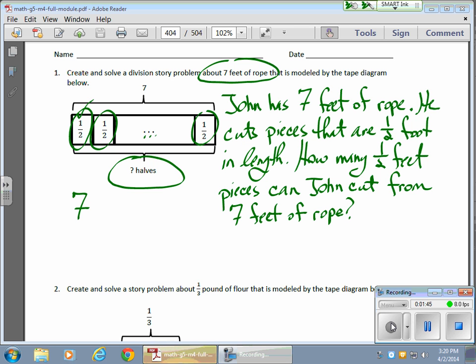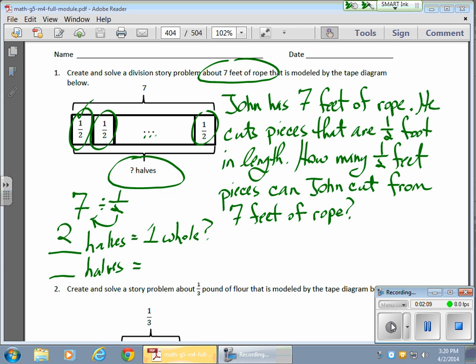Okay, and it kind of looks like this here. It takes 7, and we're dividing it by a half. So how many halves fit into 7? Well, how many halves are in 1? So how many halves equal 1 whole? And that answer is 2. Well, if it's 2 for 1 whole, how many then for 7 whole? So I multiply that by 7, I get 14. There it is.